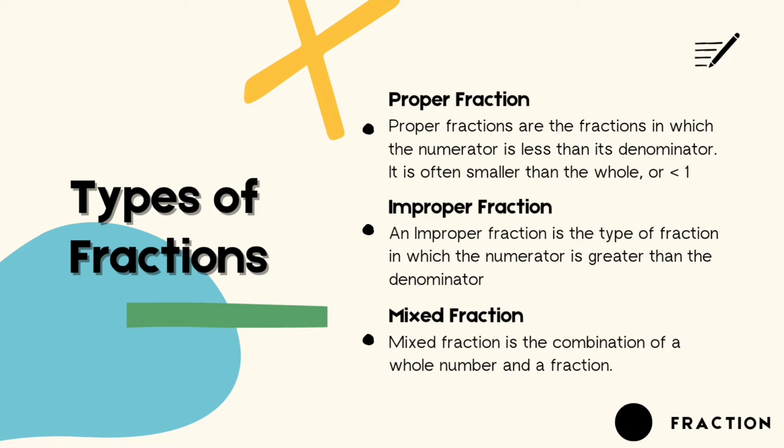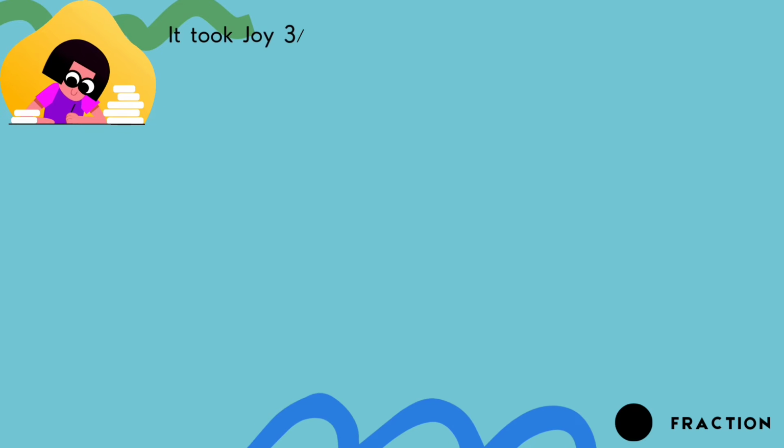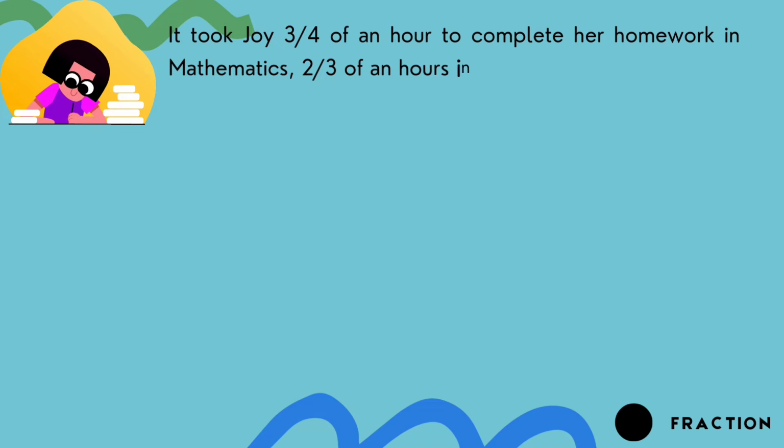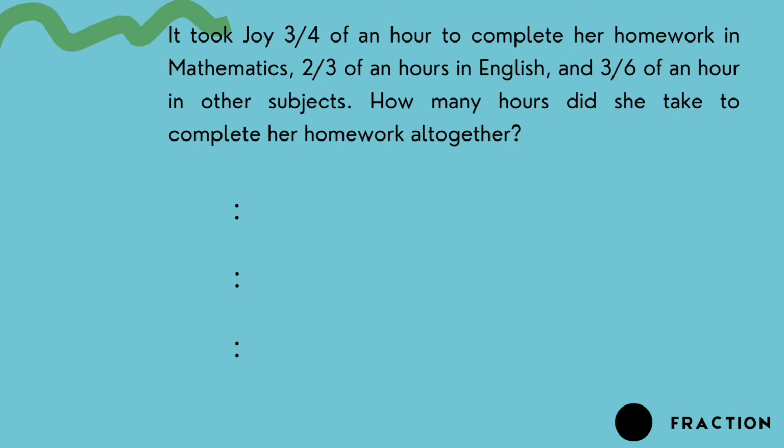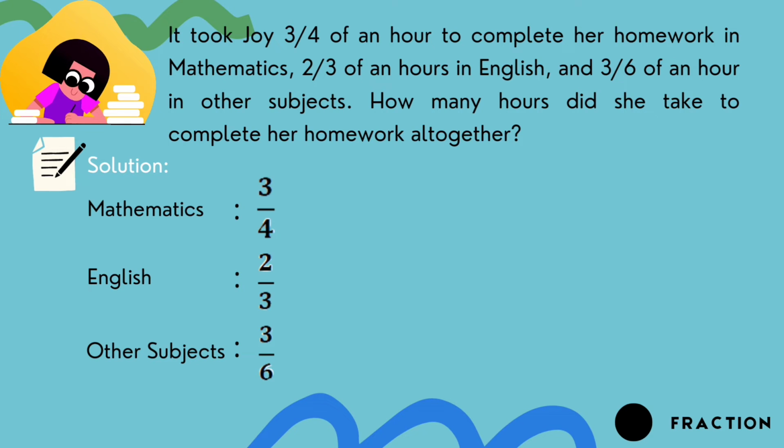Next, we will try to solve a problem related to fractions. It took Joy 3 over 4 of an hour to complete her homework in mathematics, 2 over 3 of an hour in English, and 3 over 6 of an hour in other subjects. How many hours did she take to complete her homework altogether? From this problem, we know that to finish her math homework, Joy takes 3 over 4 of an hour. On English, Joy takes 2 over 3 of an hour. And on other subjects, Joy takes 3 over 6 of an hour.